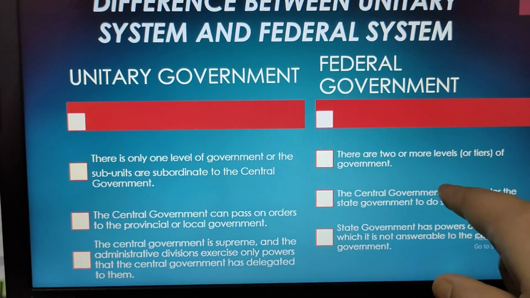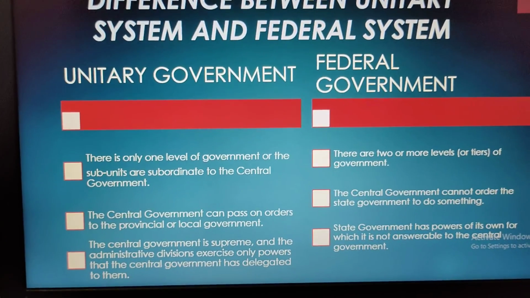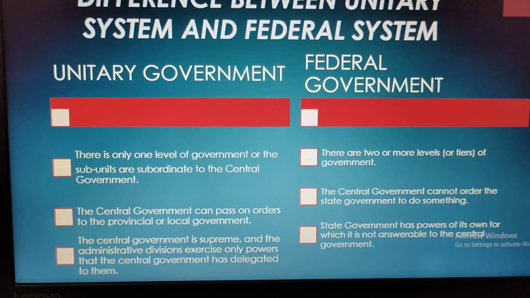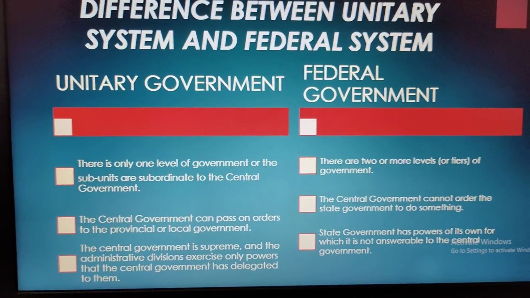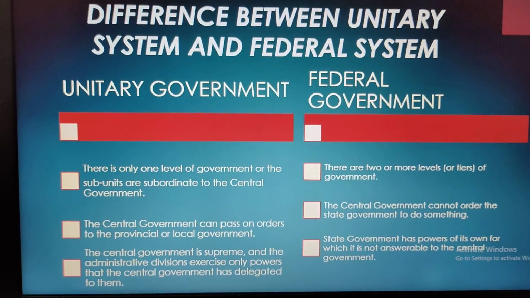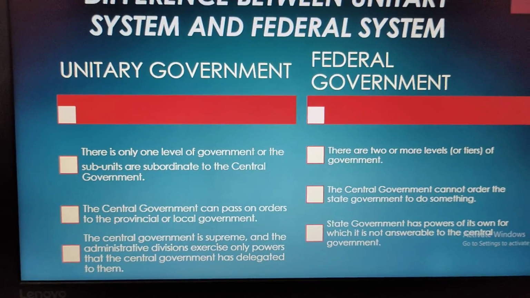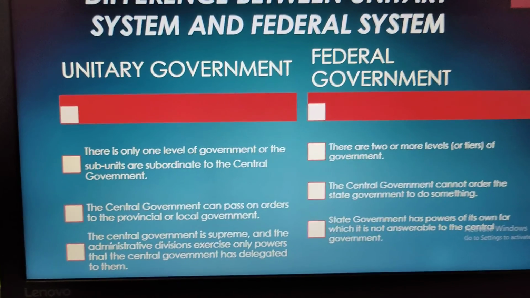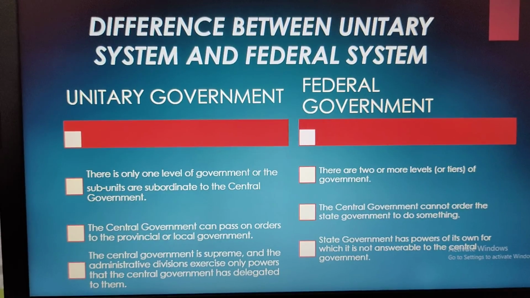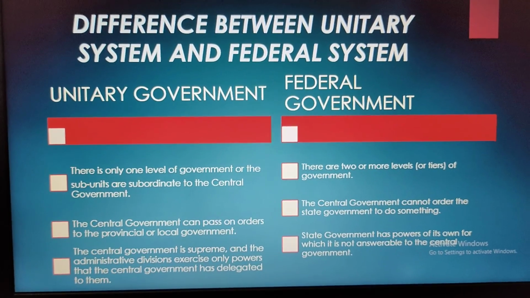Whereas if we talk about a federal government, the different levels of government enjoy their powers separately, and none of the levels are answerable to the other level. It means different institutions at different levels enjoy their powers separately, and no one can raise questions on each other's work. In a unitary system, the central government is supreme and the administrative divisions exercise only powers that the central government has delegated to them. So in a unitary government, the central government has all the powers. Though levels of government exist, subordinates are there, but they work only according to the guidelines of the central government.